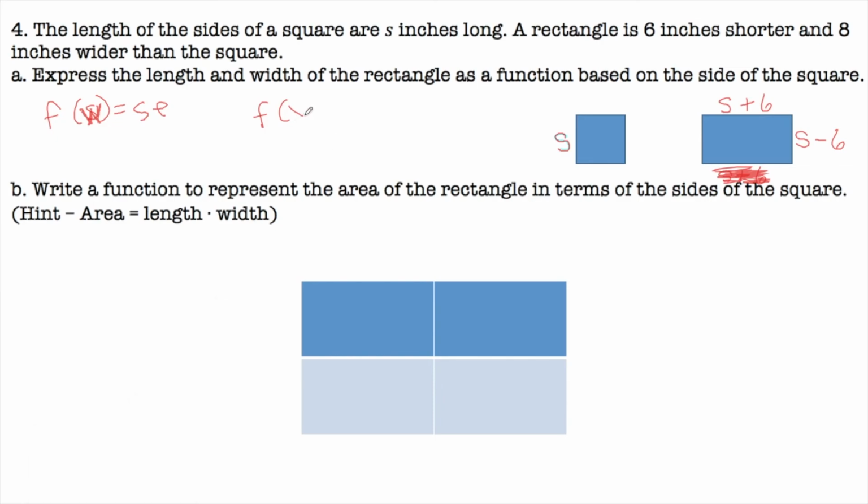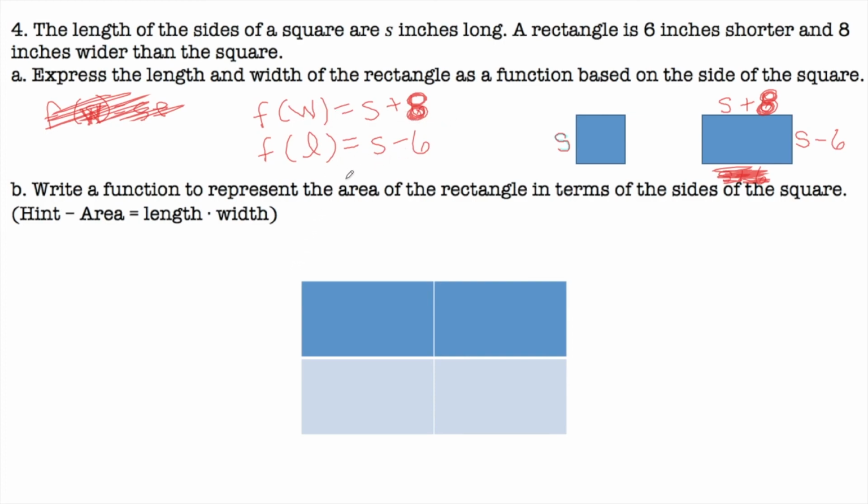So f of w equals s plus 6, and then f of l for the length equals s minus 6. This is supposed to be s plus 8. There we go. So the width is s plus 8 and the length is s minus 6.